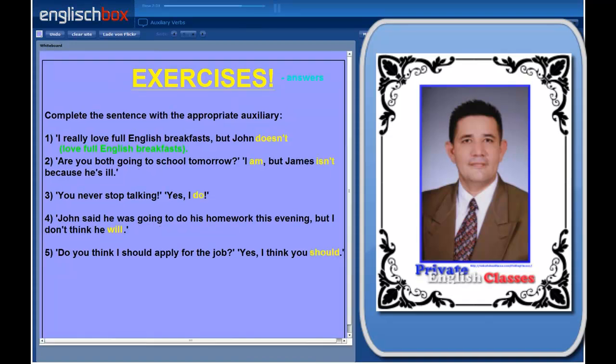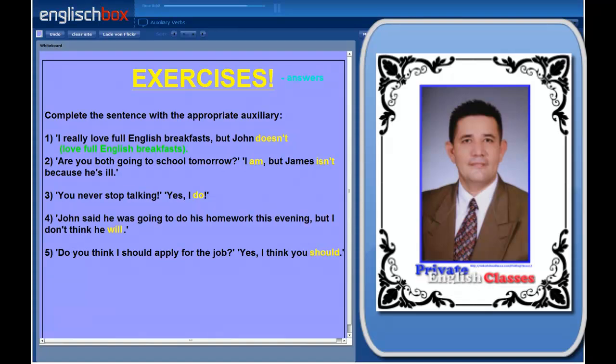So here are the answers. Number 1, I really love full English breakfasts, but John doesn't. Or he doesn't love full English breakfasts. Are you both going to school tomorrow? I am, but James isn't because he's ill. So I am going to school, but James isn't going to school because he's ill. You never stop talking. Yes, I do. Yes, I do stop talking. John said he was going to do his work this evening, but I don't think he will. I don't think he will do his work.